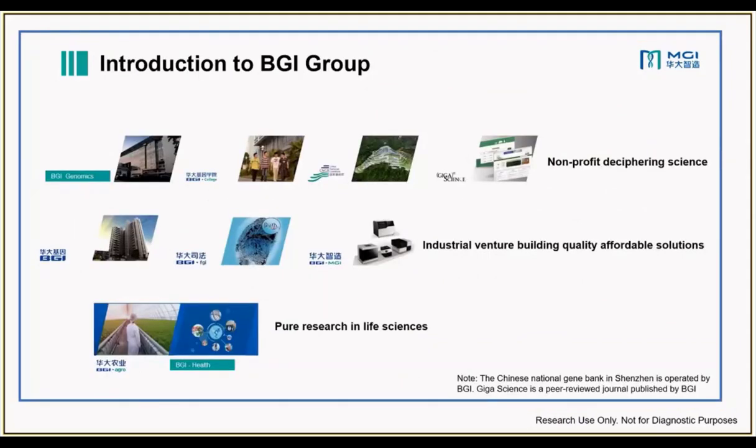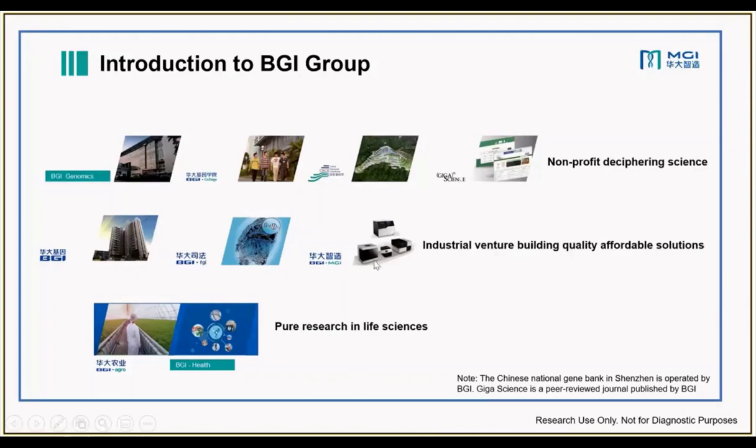BGI as a group is primarily split into three different organization types. One is the nonprofit, basically focusing on deciphering science. Second is a group of companies or divisions that are focusing on manufacturing and providing solutions around sequencing. And third is pure research groups. In the first category, we have BGI College, which is basically for educating young workforce on genomics. Second is Chinese National Gene Bank, which is owned by the Chinese government, but operated by MGI. And then Giga Science Journal, which is a peer-reviewed journal managed by and published by BGI.